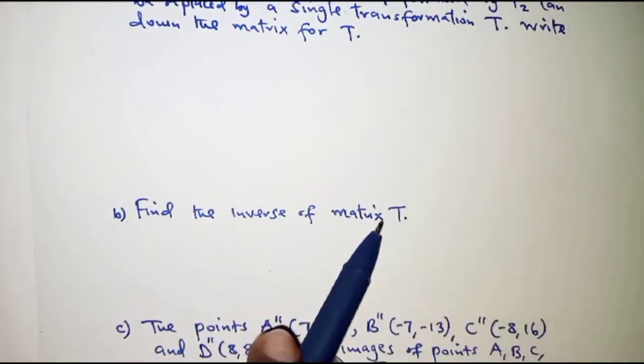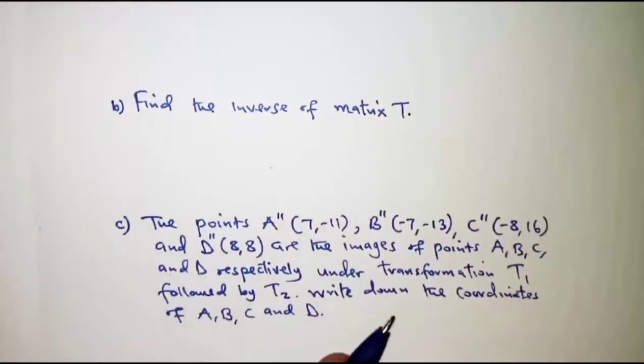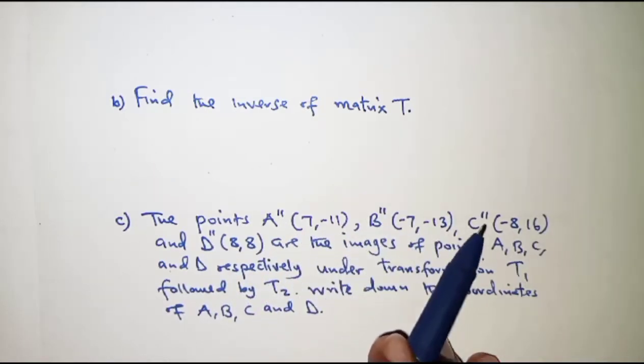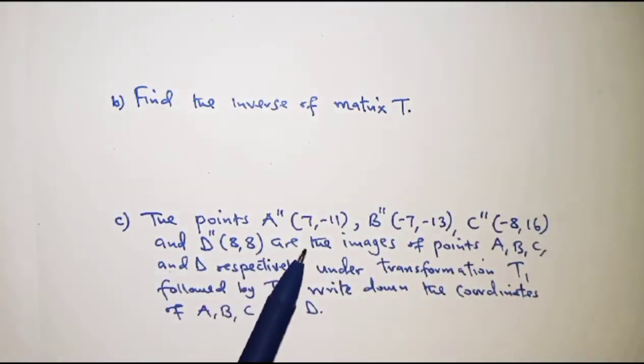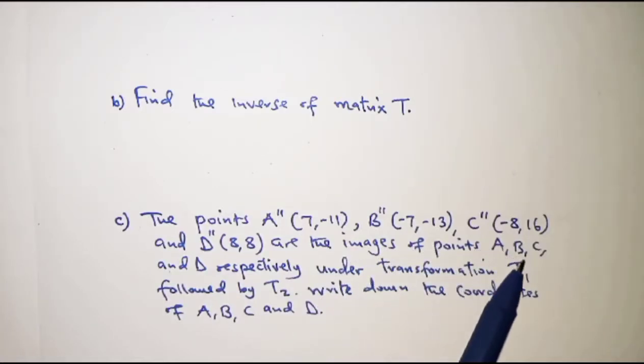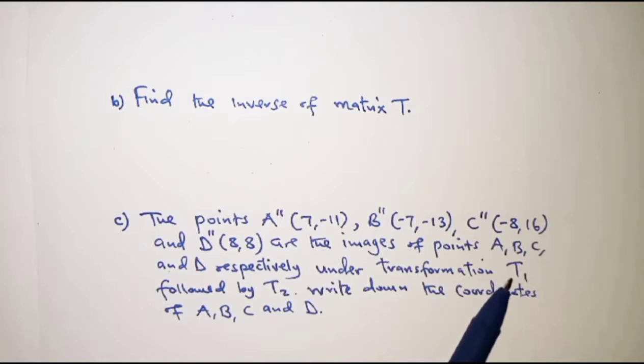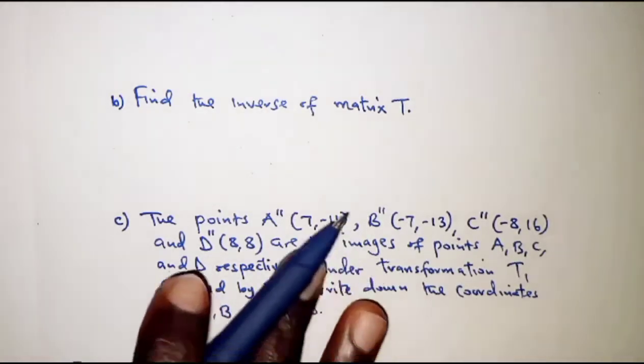find the inverse of matrix T, and then finally the points A double prime, B double prime, C double prime, and D double prime as shown are the images of points A, B, C, D, respectively, under the transformation T1 followed by T2. Write down the coordinates of A, B, C, and D.